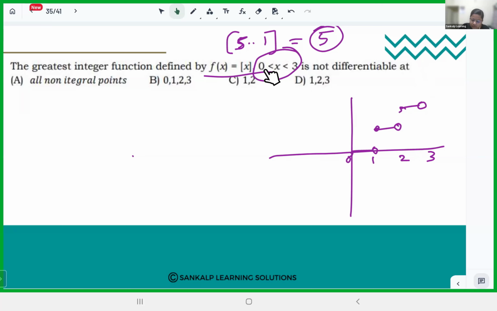So here they are discussing only the points in between 0 and 3. We are not talking about 0 and 3. So in between those 0 and 3, at which points is the function not differentiable? Here you can clearly see that at points 1 and 2, there is clearly a jump, right? A break or jump or a sharp corner. So we can say that at points 1 and 2, the function is not differentiable. So which is the answer here? It is option C. All right.